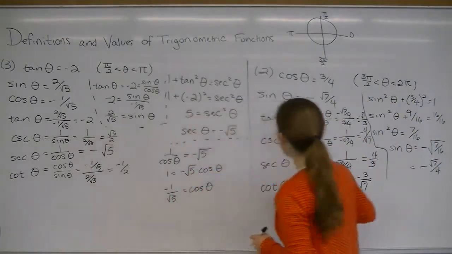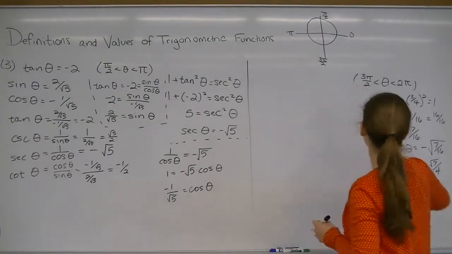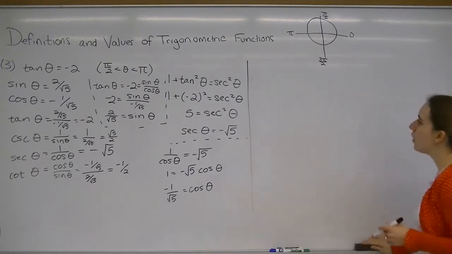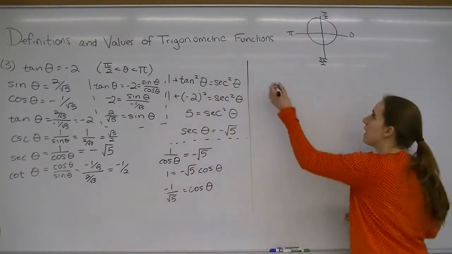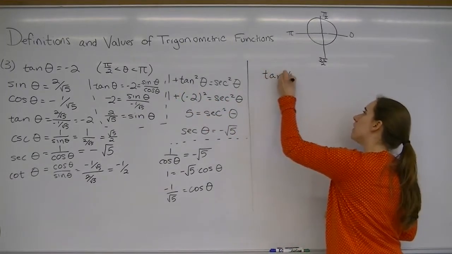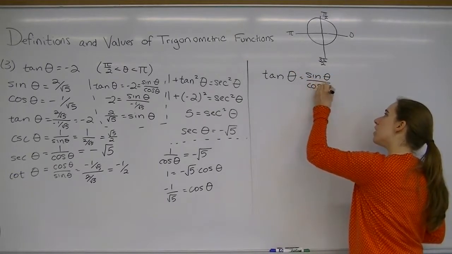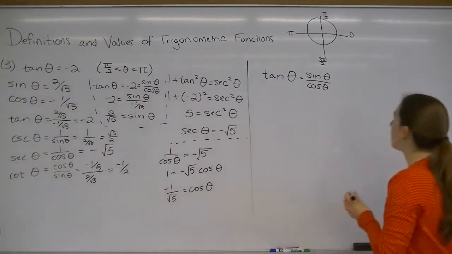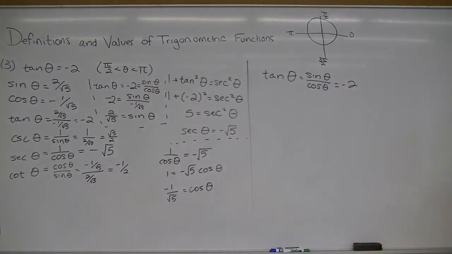Okay, now I said there was a second way to do this problem. So let's investigate that. So a second thing we know besides this identity, a second identity we know for tangent, is that tangent is equal to sine over cosine. Now remember when we started, all we had was tangent. So I know that sine of theta over cosine of theta is going to be -2. I don't know sine yet, I don't know cosine yet, because we're starting over.